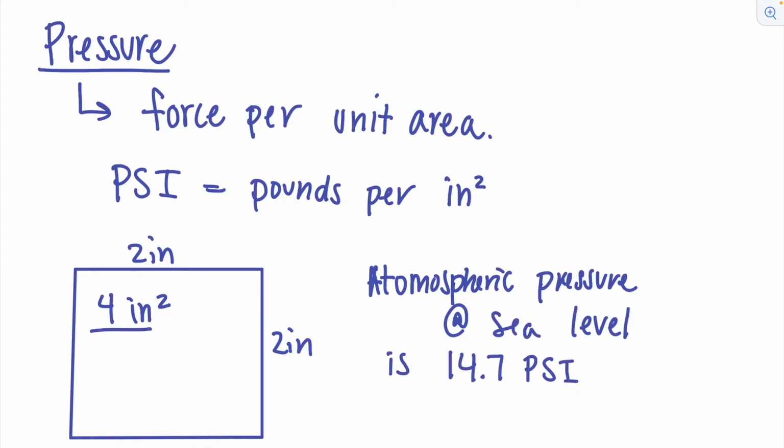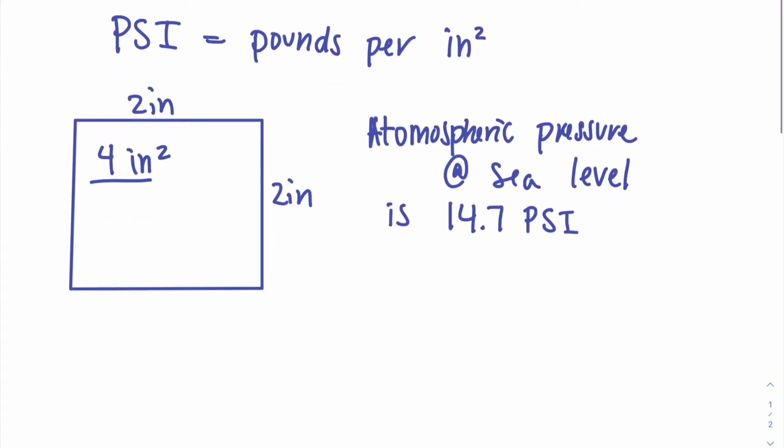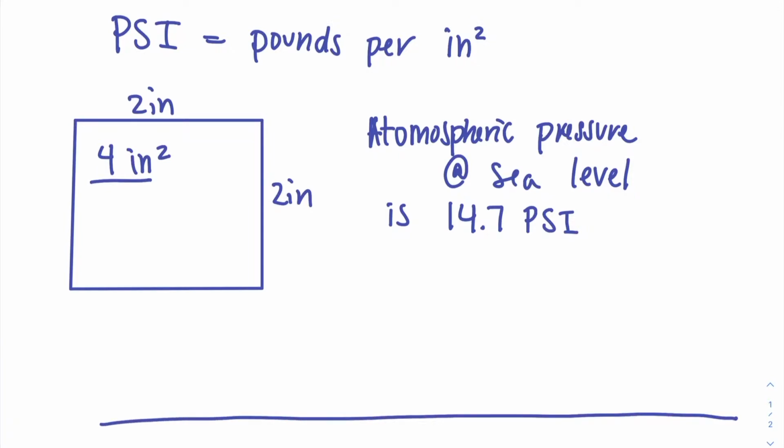psi, pounds per square inch. If you had this square on the ground and it's 4 square inches, how much atmosphere is pushing down on it? I'll give you a second to try and figure it out, and then I'll show you.